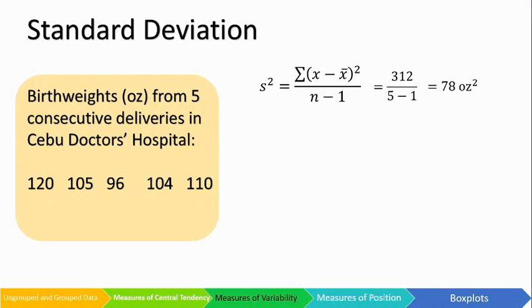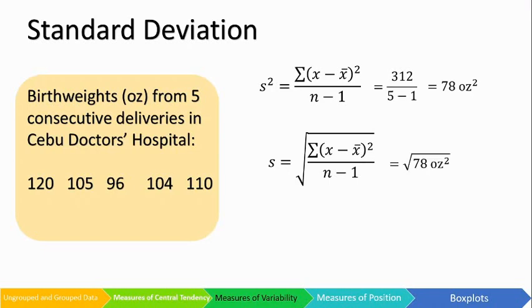Now, the sample standard deviation is really just the square root of the sample variance. So here, it is approximately equal to 8.83 ounces.